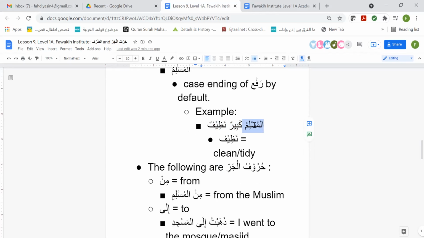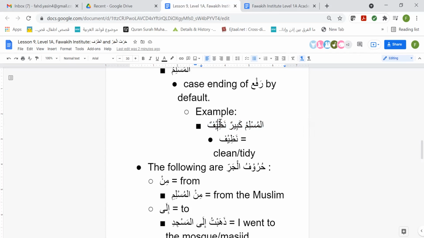This first word is in the state of rafa because nothing comes before it. This word is in the state of rafa because it's a khabar and there's no harf jar coming before it. This word is in the state of rafa because it's an adjective. And remember, guys, that for an adjectival phrase, this word will agree with the word before it. As it turns out, that word is in the state of rafa, so this word also has to be in the case ending of rafa. But also because what comes before it is not harf jar.